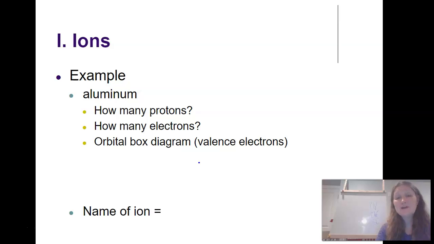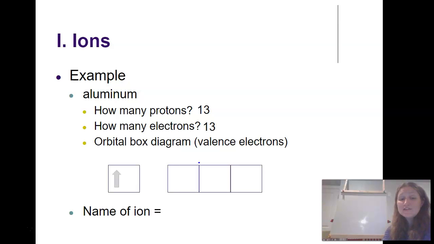So we take aluminum as our example. Okay, aluminum has how many protons and how many electrons? So if we use our periodic tables, we're going to see that aluminum has 13 protons and 13 electrons. Now, if we look at its orbital box diagram for just its valence electrons, okay, it looks like this. Here's electron 11, electron 12, and electron 13. So we can see it's 2 choices. It can either lose these 3 to be like neon, or it can gain 5 more to be like argon.